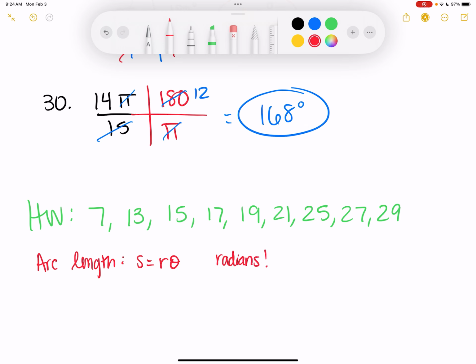And what about for area? What's the formula? Units squared. A equals 1/2 r squared theta. Yep, or 1/2 RS. So once we found arc length, we would just use this 1/2 RS one. It makes it easier.